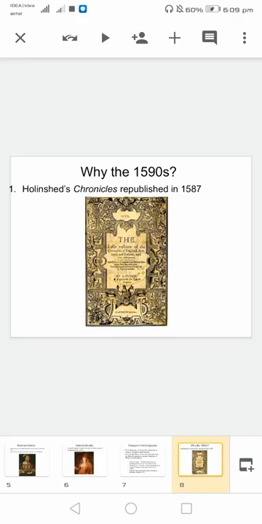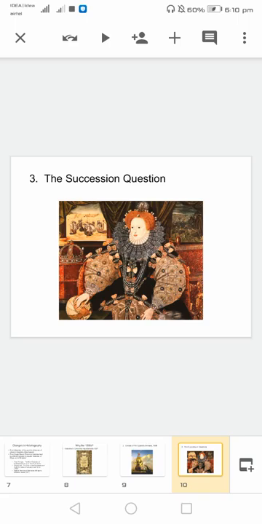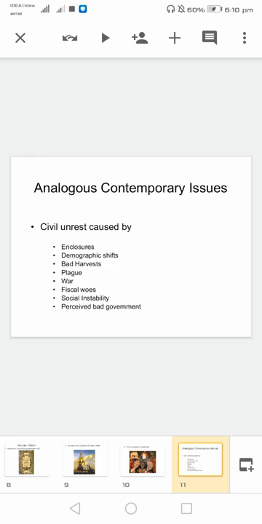In the 1590s, this work helps in the creation of many plays. And another very historic event that took place was the Spanish Armada, 1588. And then the succession question arises, talking about some contemporary issues of that time.